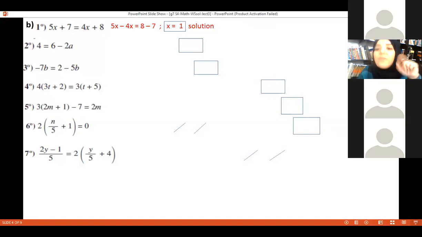What's 1? Very good, it's x, right? 5x minus 4x, you subtract the coefficients and you keep the variable. So 5x minus 4x is x. And what's 8 minus 7? 1. So x equals 1. That's the solution.